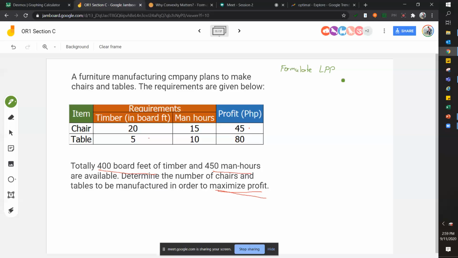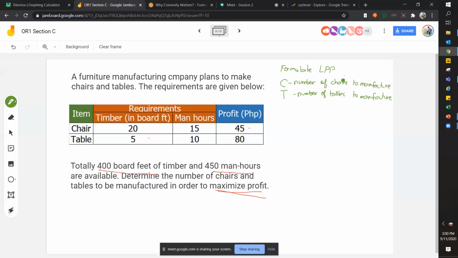So first one, decision variables. Let's say x for chairs na ima-manufacture mo. Okay? And then let's say y for the number of tables to manufacture. Okay. So that's a decision variable.